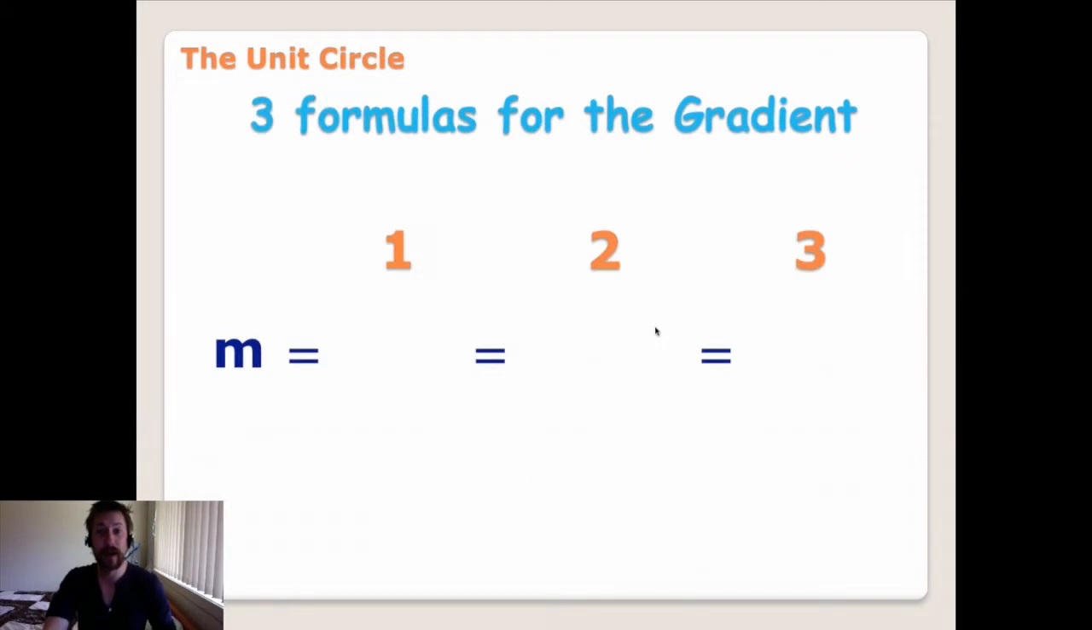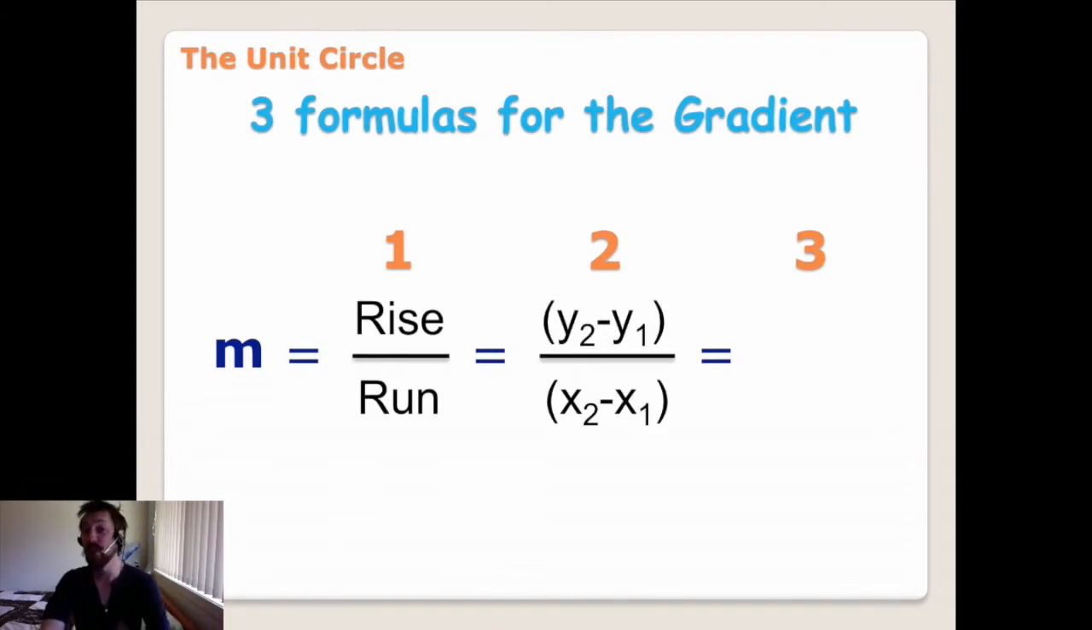So if we have a look, there are actually 3 formulas back from the very beginning of the year that we can use for gradient. So as you've just seen, rise over run, y2 minus y1 over x2 minus x1. But then there's a third method that people always forget about. And I don't know why, but I've done it too. And that's what we're going to go into now.